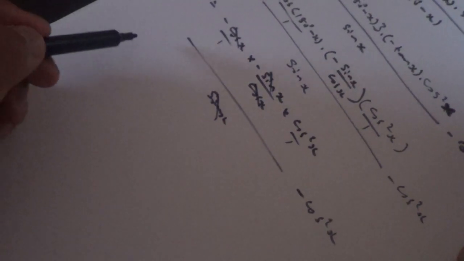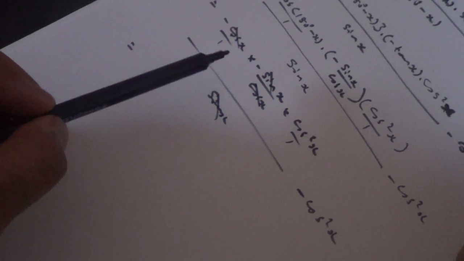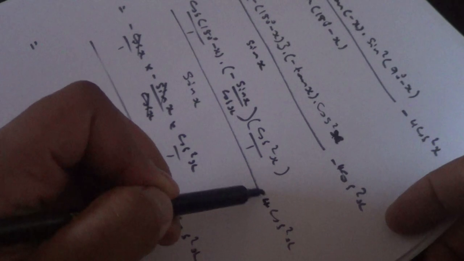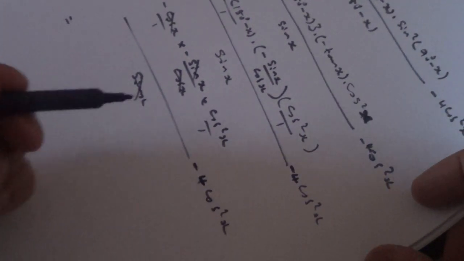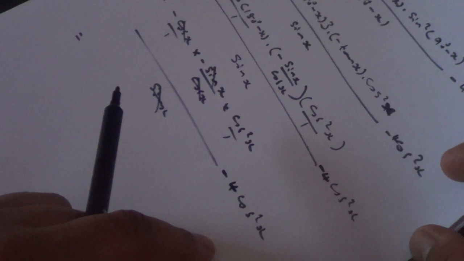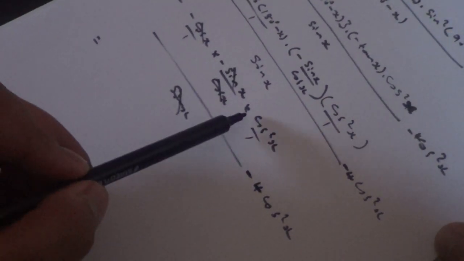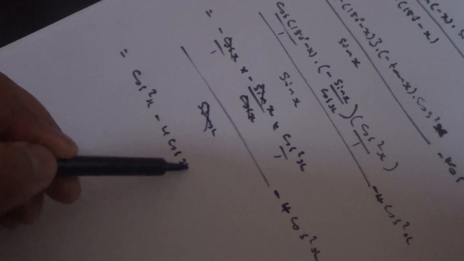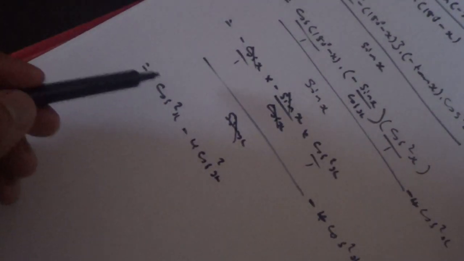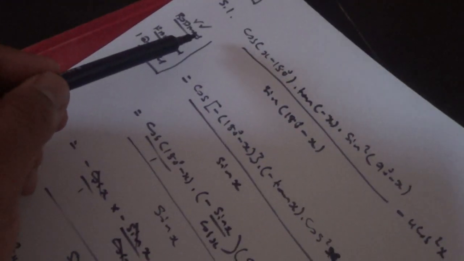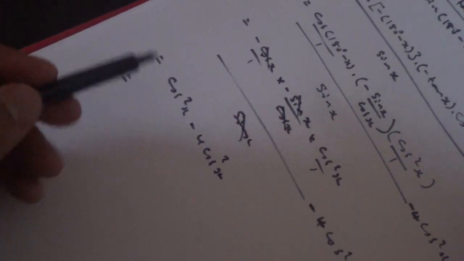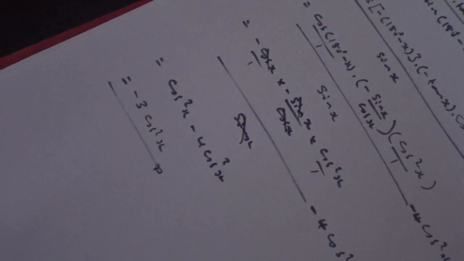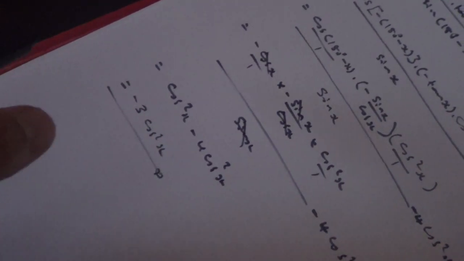Then what are we left with? This is 4. This is minus 4 cos x. So all you can see here, we have cos squared x minus 4 cos x. Sorry, cos squared x. These are like terms now. You are on the AS part. So what do we do here? This is going to be minus 3 cos squared x. And we have reduced it to a single trigonometric ratio.